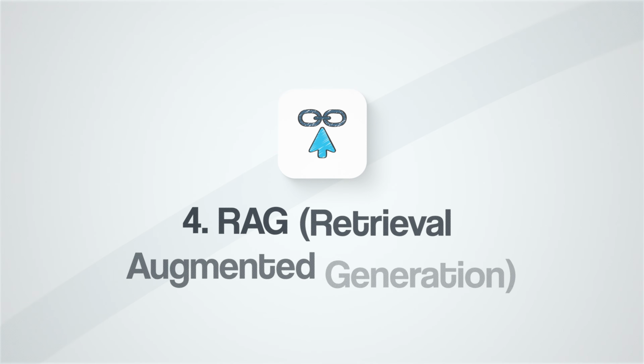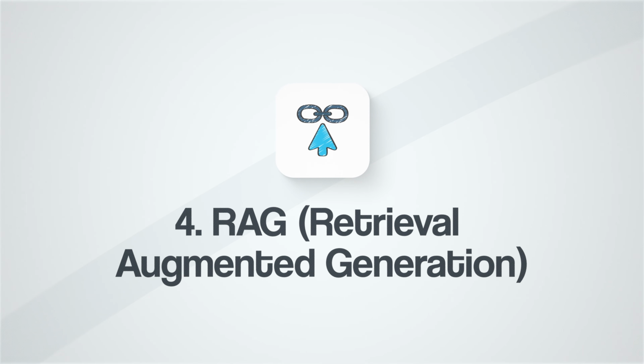Alright, number 4, we have RAG, or retrieval augmented generation. So large language models, they don't actually know your private data. They only know what they were trained on. Well, retrieval augmented generation, or RAG, is how we fix that. And here's how it works.